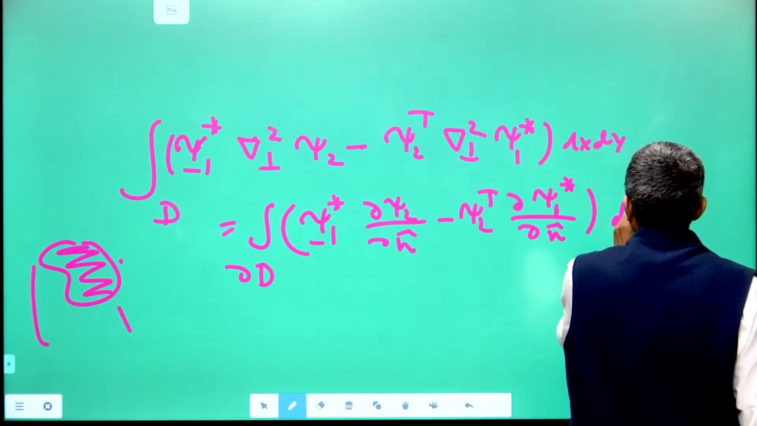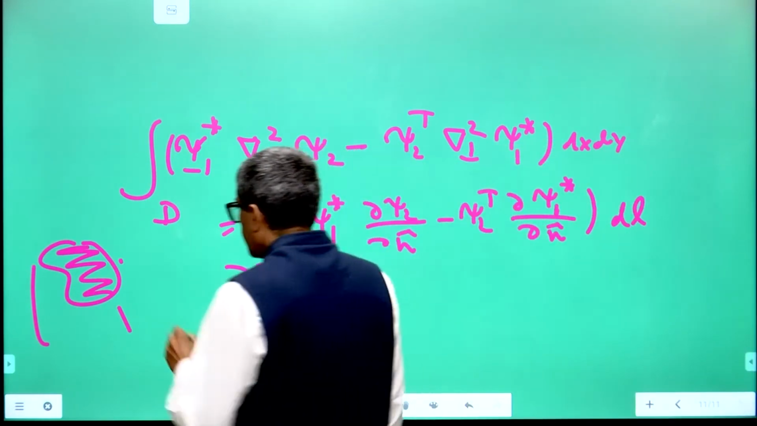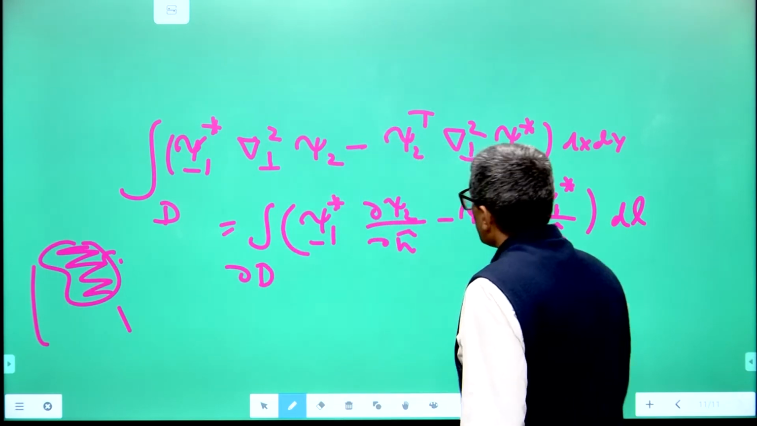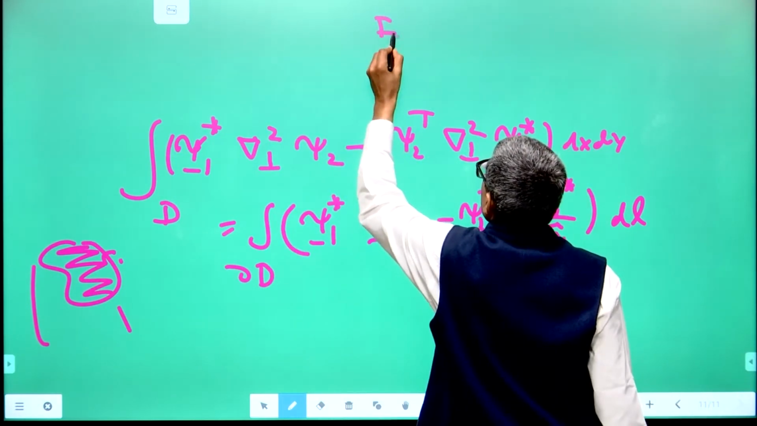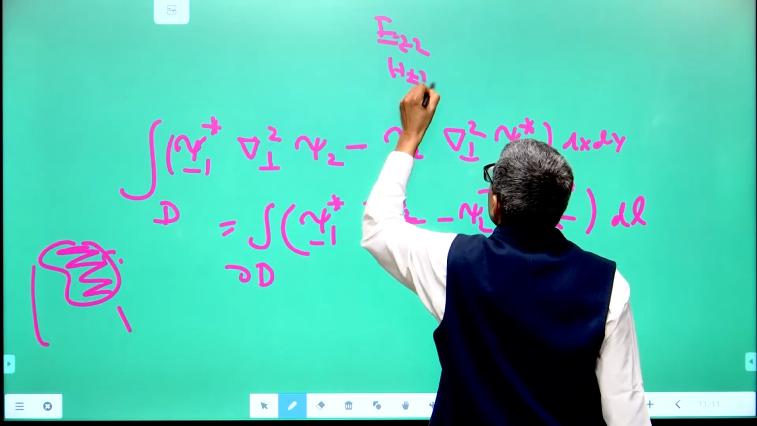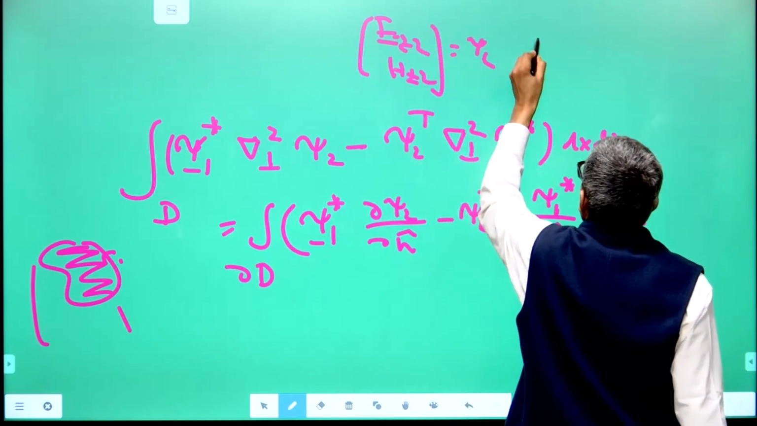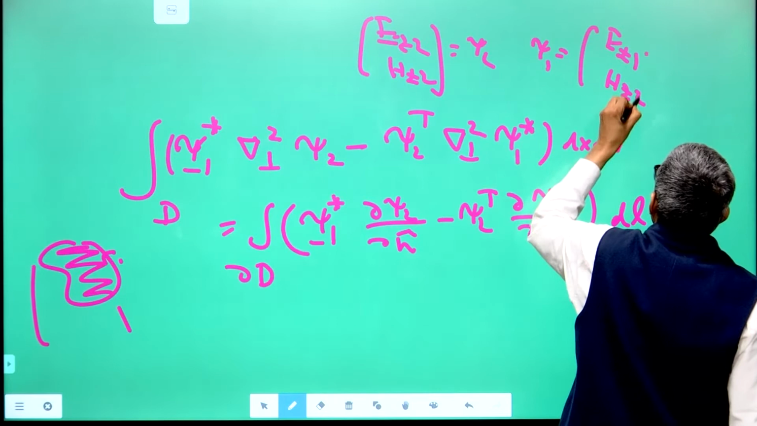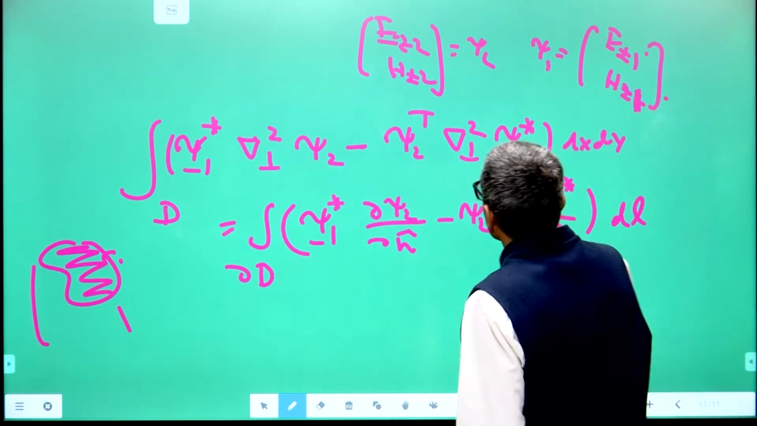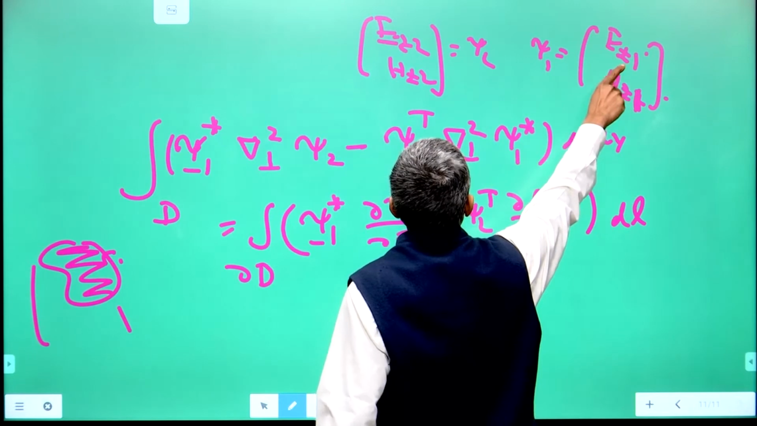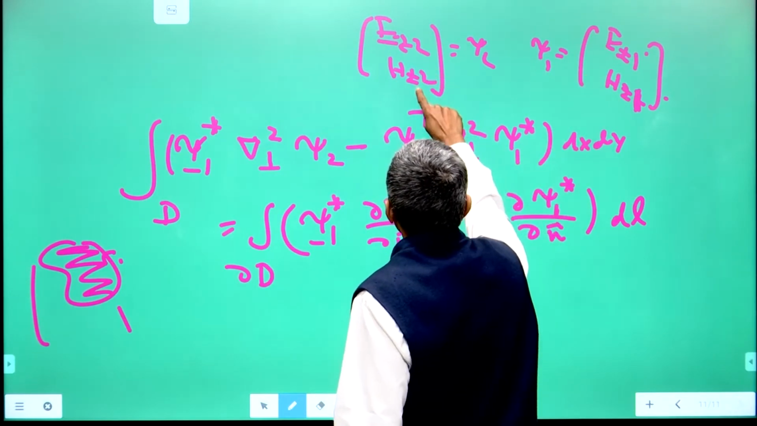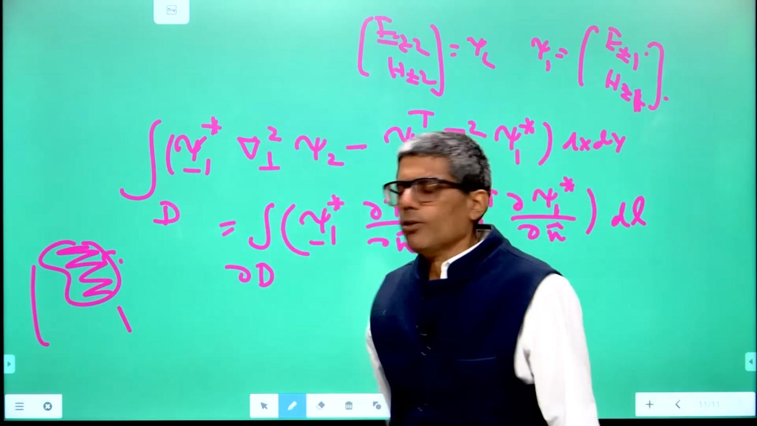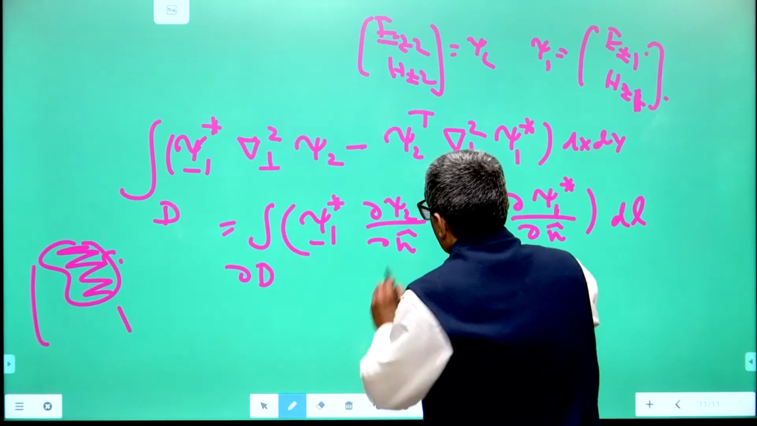Okay, and this is dl, where dl is the line element along the boundary. So you see that on the boundary, psi 2 is of the form some Ez2, Hz2, and psi 1 is of the form some Ez1, Hz1, two different fields. The boundary conditions are that Ez1 vanishes on the boundary, Ez2 vanishes on the boundary, and dou Hz2 by dou n vanishes on the boundary, dou Hz1 by dou n also vanishes along the boundary. So if you see a term of this sort, what is it?